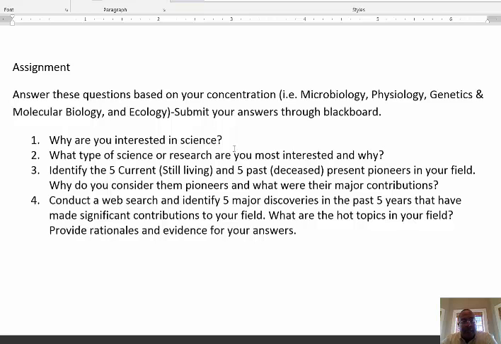Question 2 asks what type of science or research you are most interested in and why. So again, you may combine questions 1 and 2 to answer that question. Be very candid. One word answers or one sentence responses will not get you a good grade here. I want to have a firm understanding about what drives you as a scientist and what most interests you.